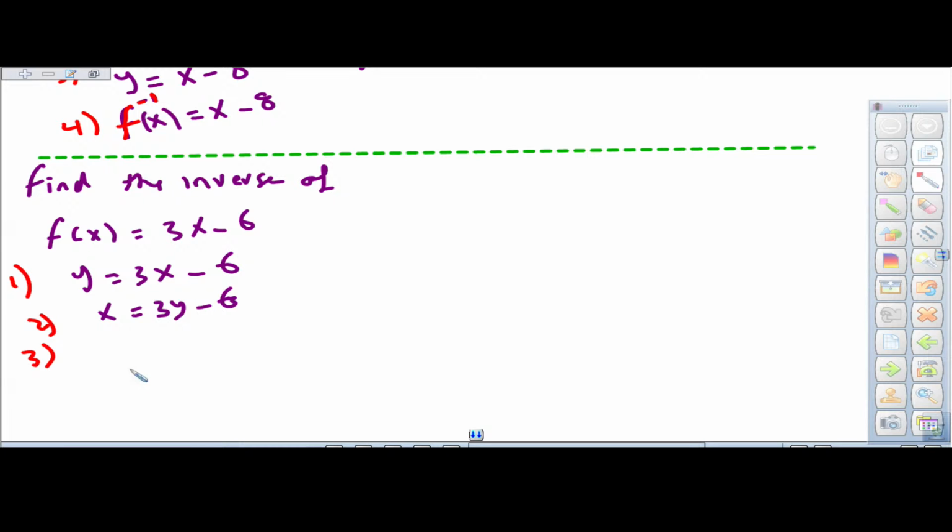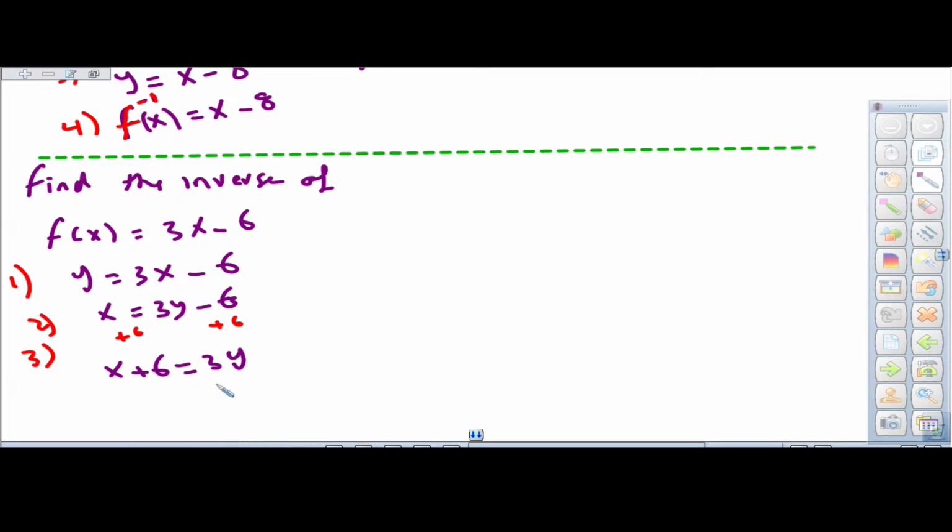Basically you're trying to solve for this y. You want to isolate the y. So you said add 6 to both sides. So I'm going to add 6, and obviously later on you're going to divide by 3. So you are looking at x plus 6 equals 3y.